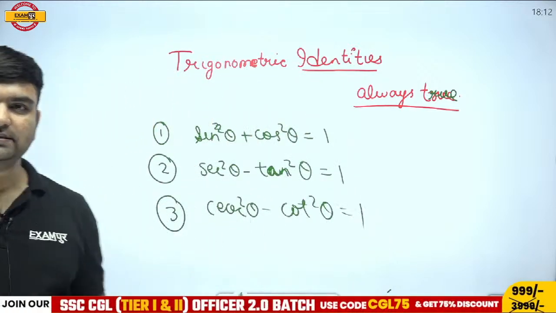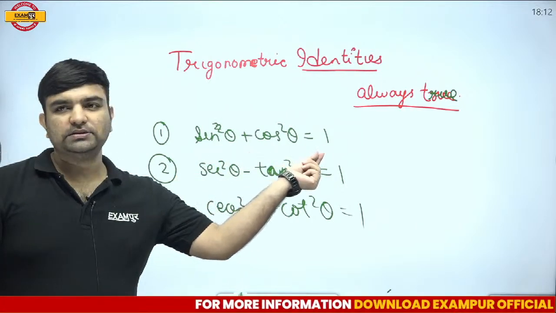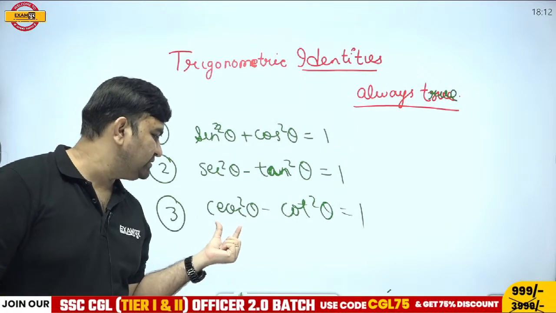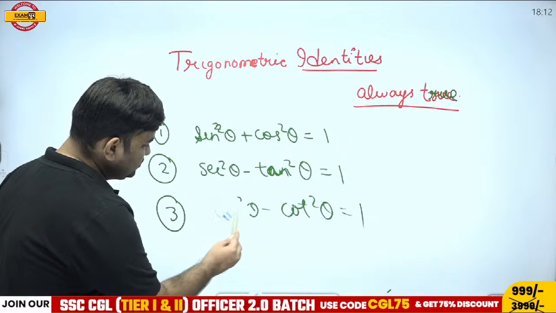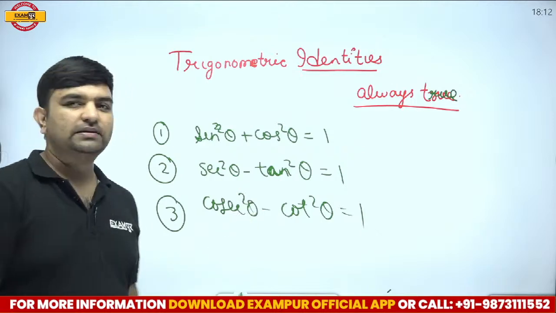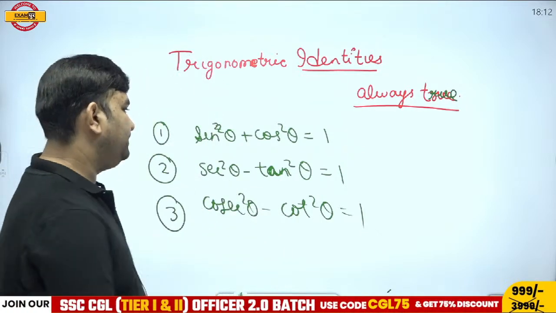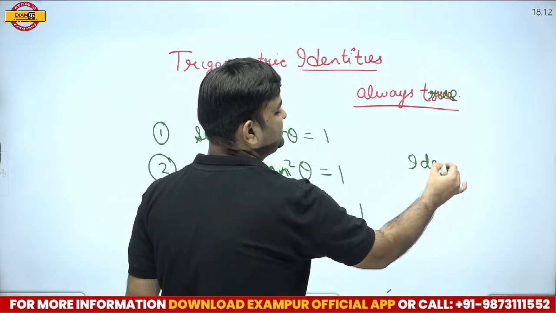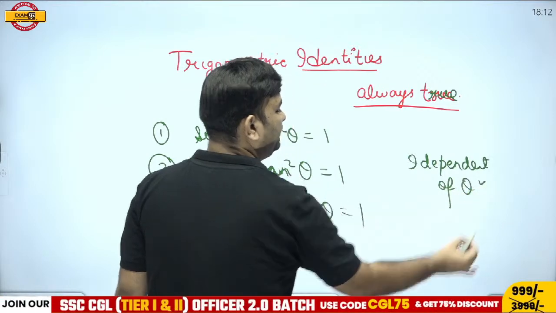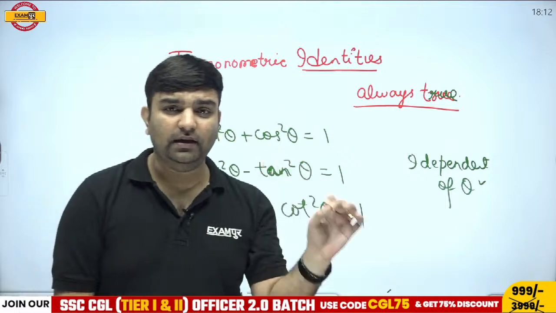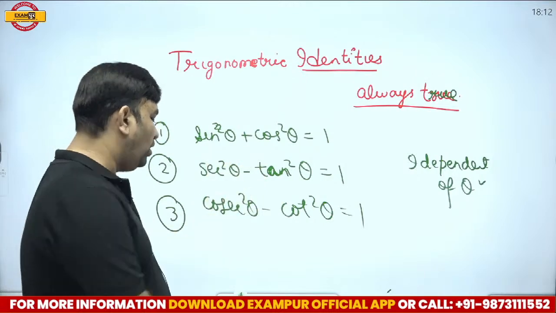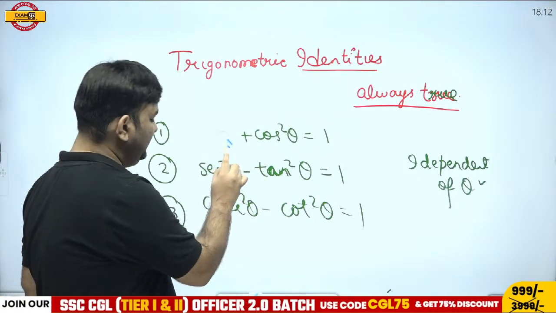Sin square theta plus cos square theta is always 1. Sec square theta minus tan square theta is always equal to 1. And cosec square theta minus cot square theta is also equal to 1. Independent of theta. Whatever the theta is, 10, 15, 12, 14, 16, 18, 20, 22, 24, this identity will always hold true.